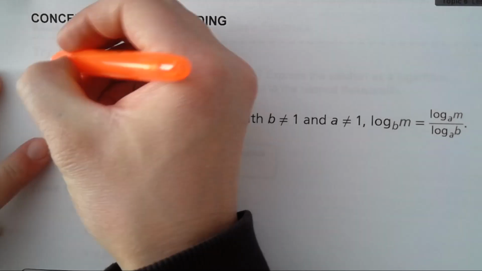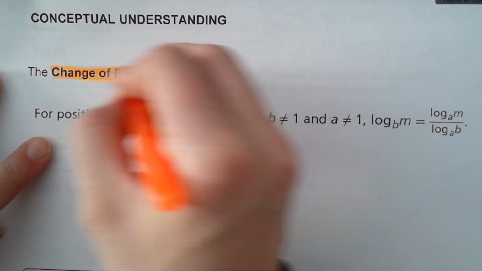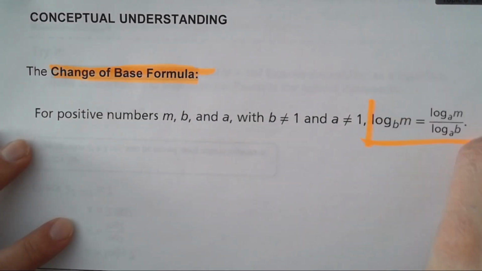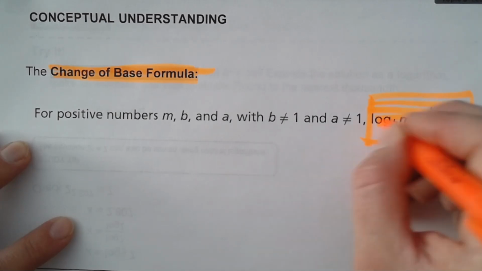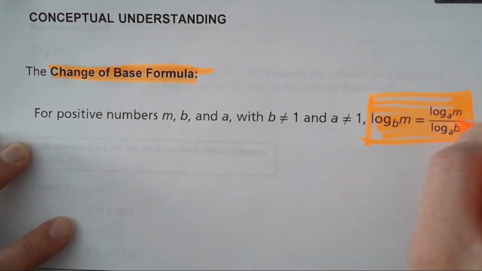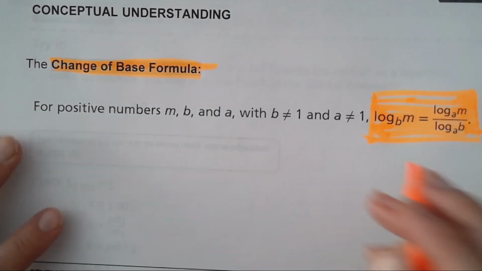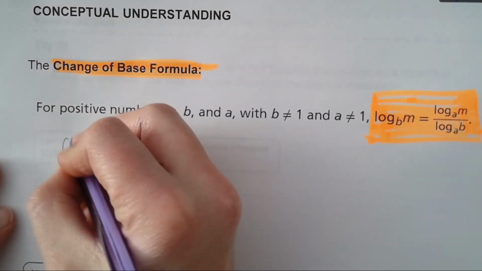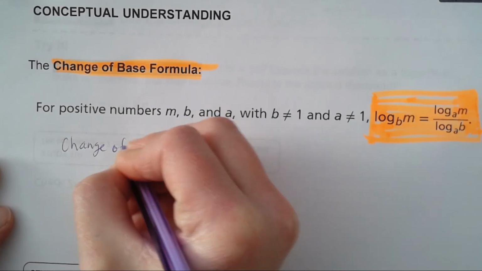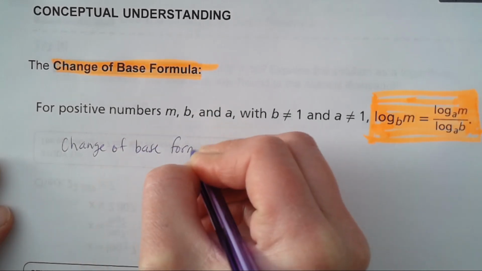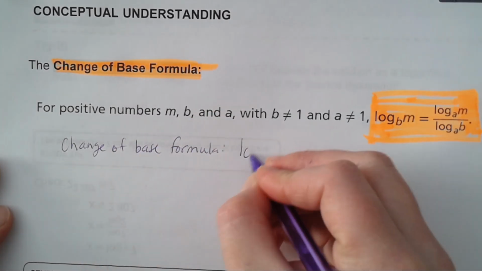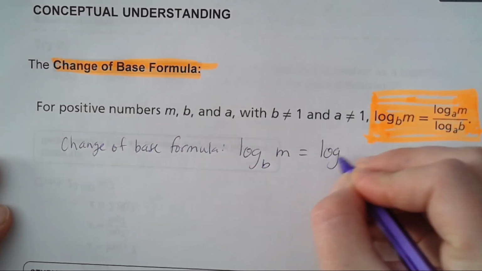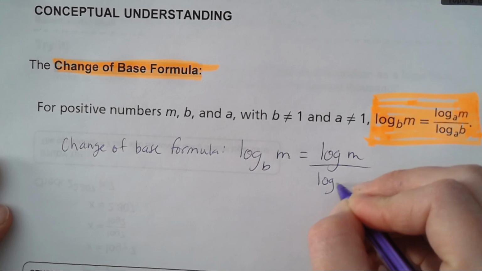This is your vocab word that's on your vocab sheet. This is what you should see on there. This is what I want you to star. I also want you to put this in your notes, so I would just write exactly that. Change of base formula is equal to, if I take the log base b of m, that is going to be the log of m divided by the log of b.